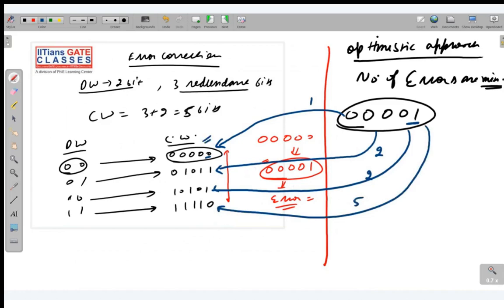So you will take the minimum number and say, okay, the code word was this only. That means the data sent will be 00 only. Of course, it is not guaranteed, but this is the way we can do error correction. Rather, there are multiple ways, but I'm just giving you a small idea of how error correction can be done like this. Yes, does anybody have any doubt?